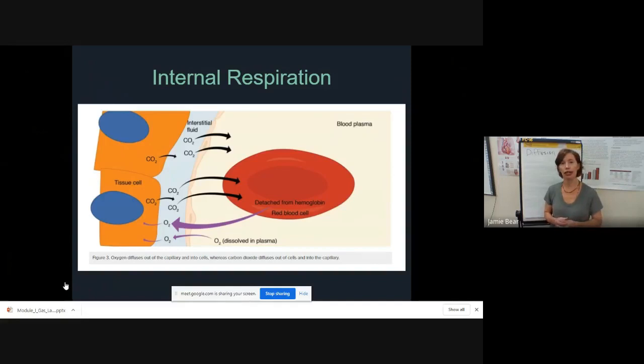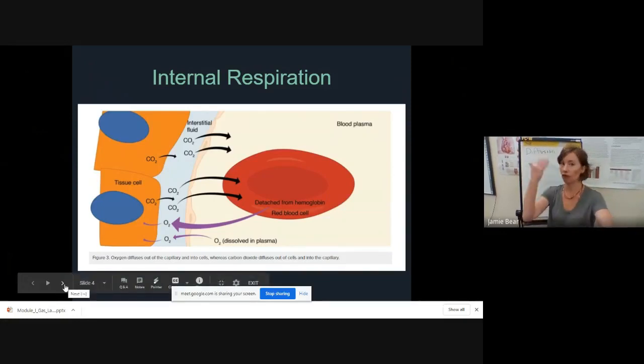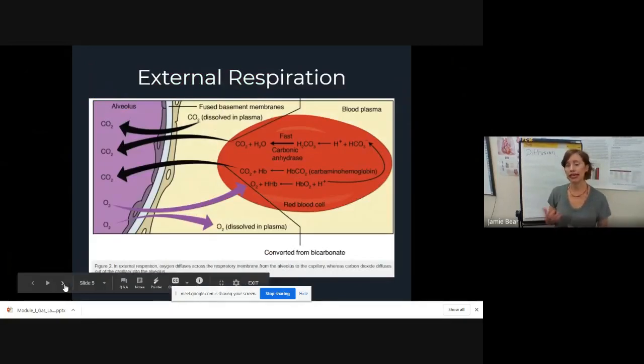And then carbon dioxide, as a byproduct of cellular respiration, gets created in the tissue cells, and it travels onto the hemoglobin and back to the alveoli. So internal respiration is the exchange of gases between the tissue cells and the red blood cells. And when we talk about tissue cells, we mean all of the cells in our body, the systemic cells, all of the organ systems in our body. External respiration takes place at the alveolar capillary membrane between the red blood cell and the alveolus.